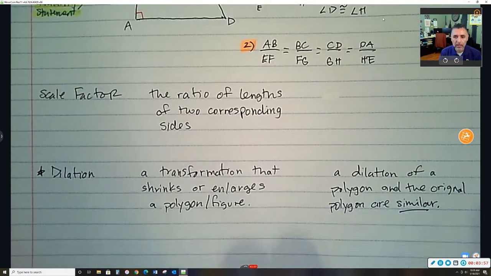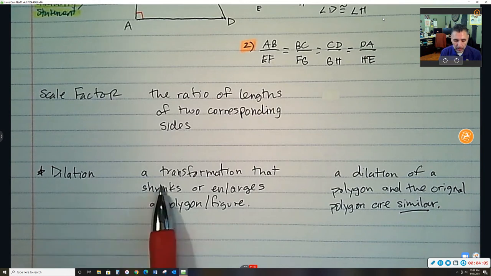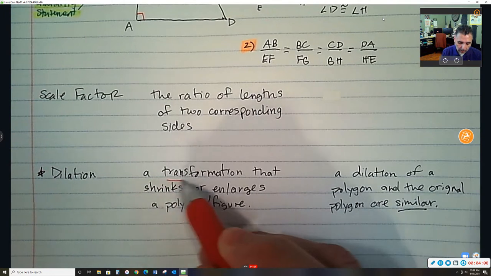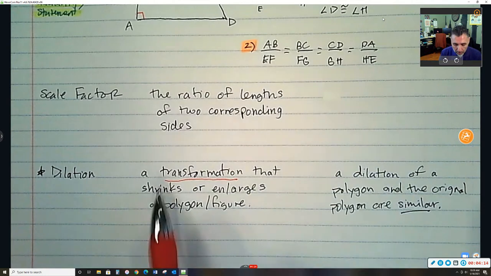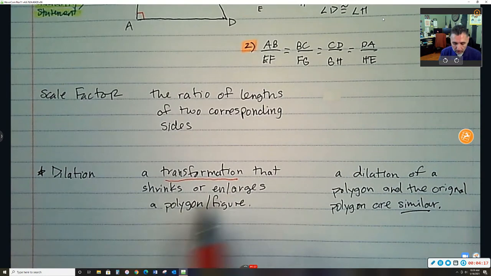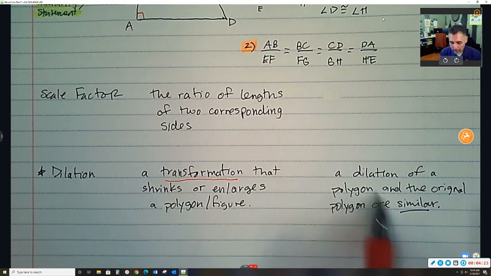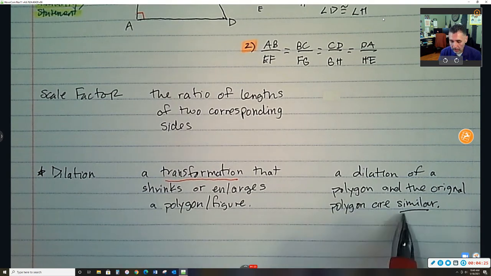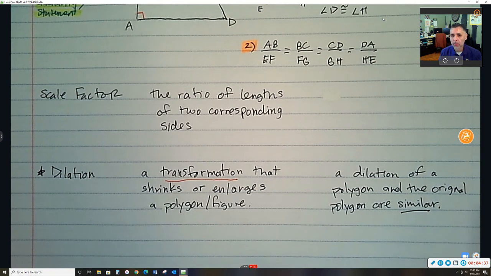And then the last thing we have is dilation. I don't think we do much with this, but I wanted to bring it up because in the first semester, I think in the first quarter, we went over some transformations. A dilation is just a transformation, a transformation that shrinks or enlarges a polygon. So it's going to make a shape bigger or smaller. The only thing we really need to know is a dilation keeps the two figures similar. They'll still have congruent angles, and the corresponding sides will be proportional.